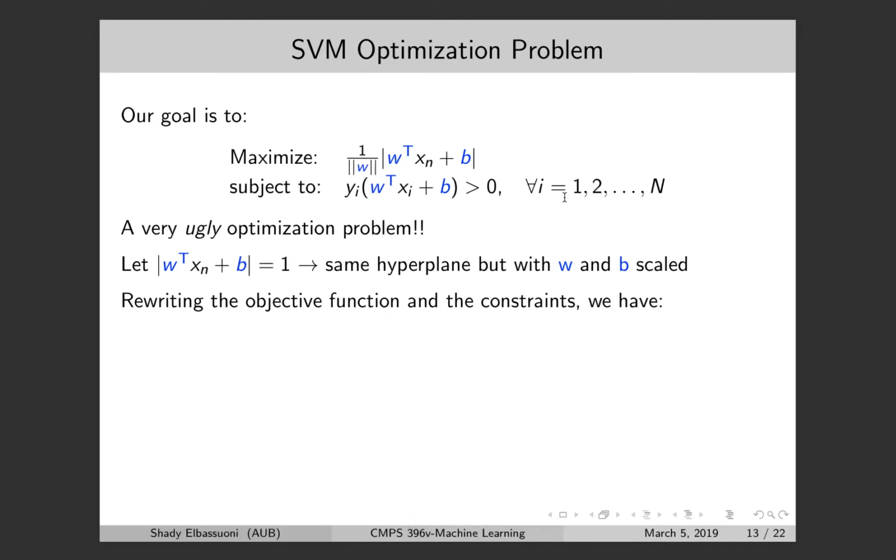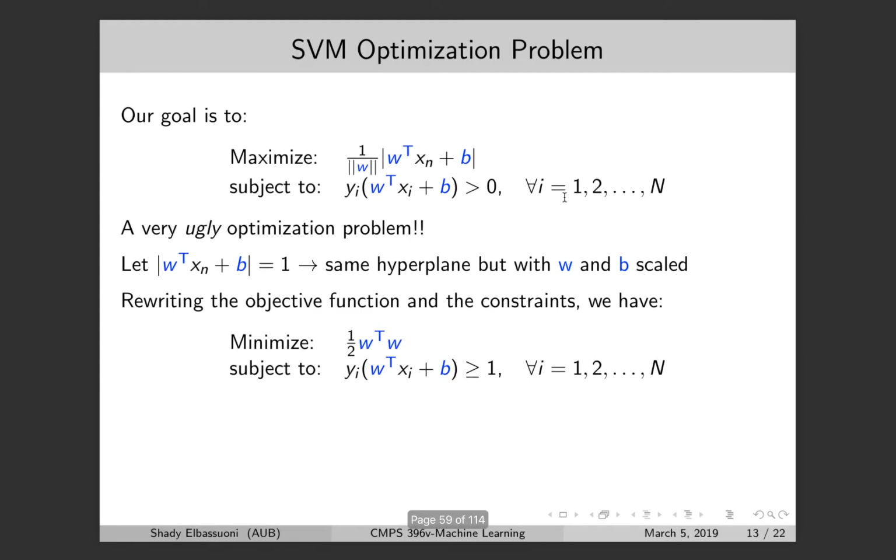Okay, so we're going to rewrite the objective function and the constraints so that we get the following. I wanted to maximize 1 over norm W times 1, because W transpose xn plus B is equal to 1. So instead of maximizing 1 over norm W, I will minimize norm W. And norm W is nothing but the square root of W transpose W. So I can minimize W transpose W instead.